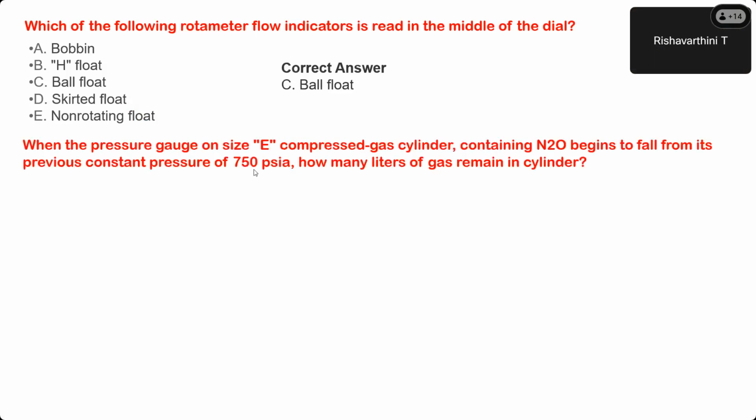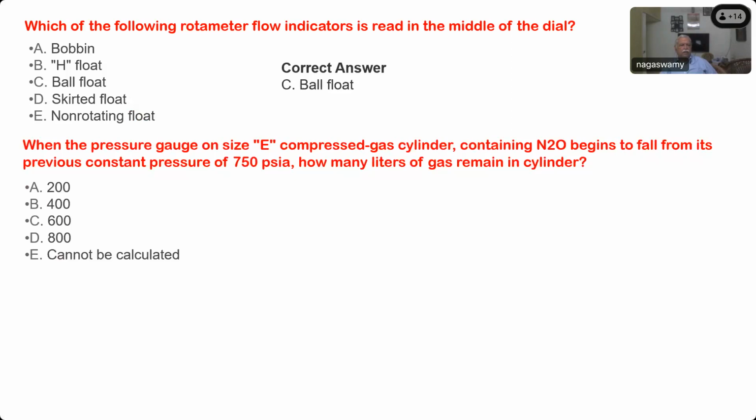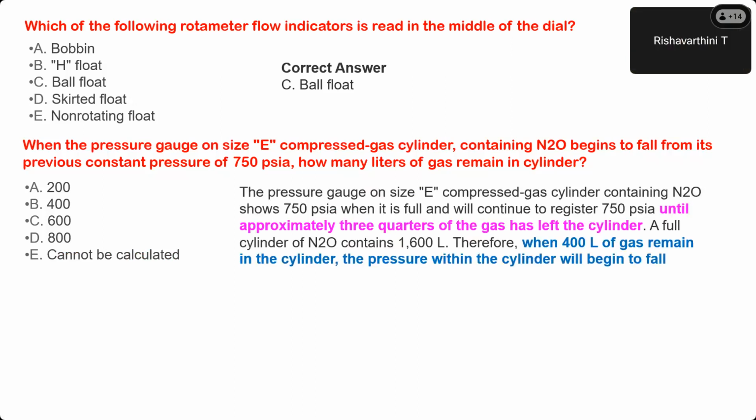When the pressure gauge on a compressed gas cylinder containing nitrous oxide begins to fall from its previous constant pressure of 750 psi, how many liters of gas remain in the cylinder? The options are 200, 400, 600, 800, cannot be calculated. Is cannot be calculated the correct answer?